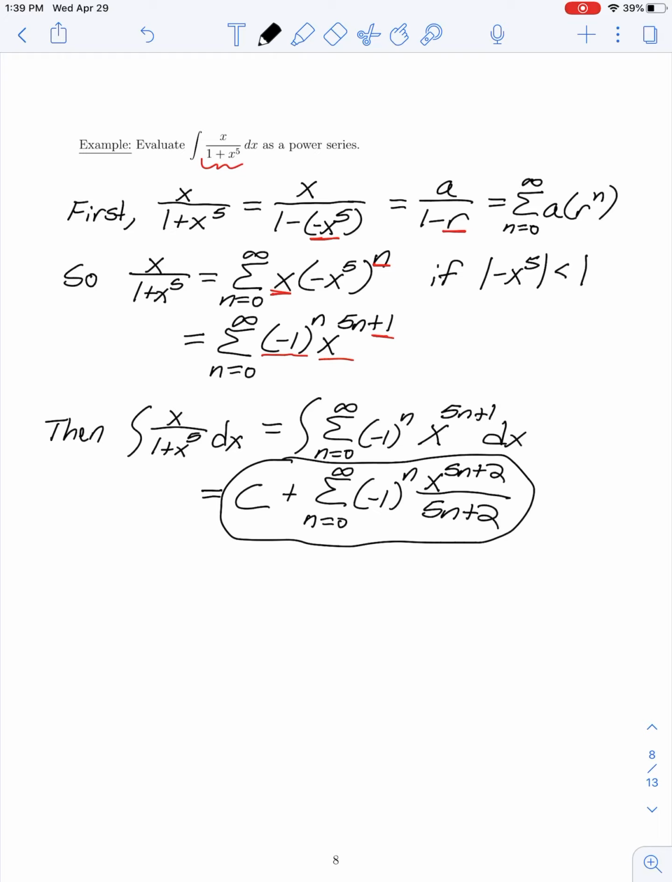Now we might ask ourselves, well, when would this be a valid representation of that antiderivative? So remember here that part of our restriction is this is only true if the absolute value of negative x to the 5th is less than 1. So simplifying that inequality, well, we would have the absolute value of x to the 5th has to be less than 1. And then taking a 5th root, we find the absolute value of x has to be less than 1. So for this example, our radius of convergence would be 1.